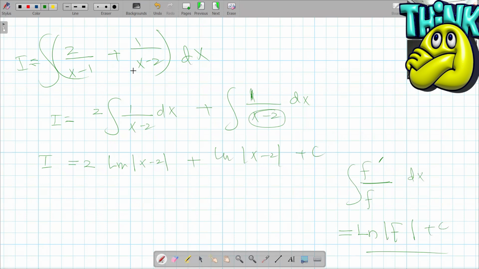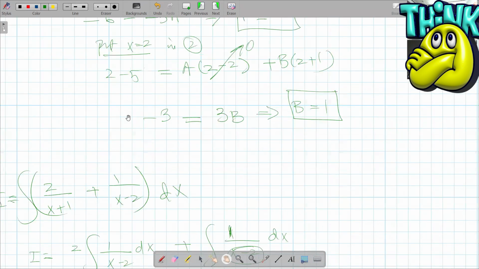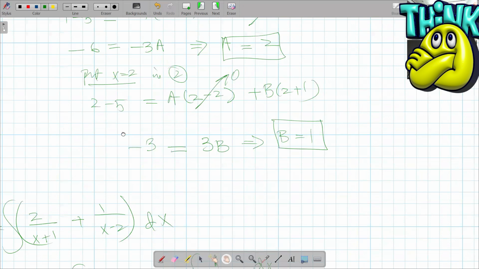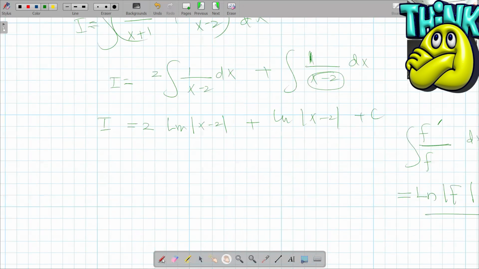The first one is x plus 1. This is x plus 1, and x minus 2.